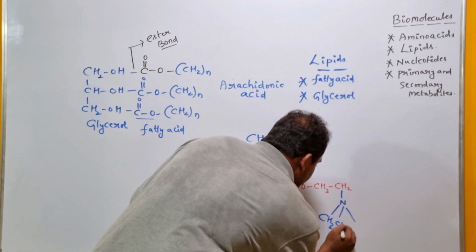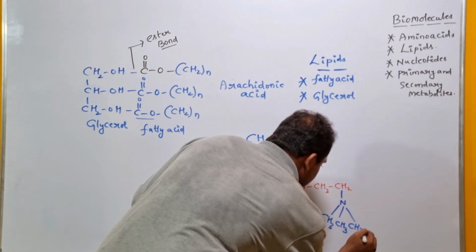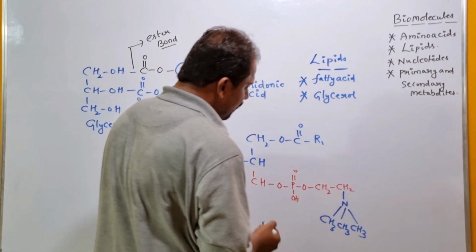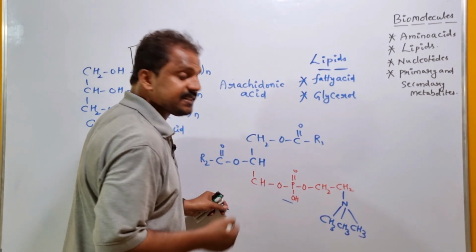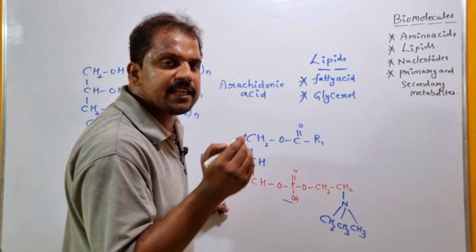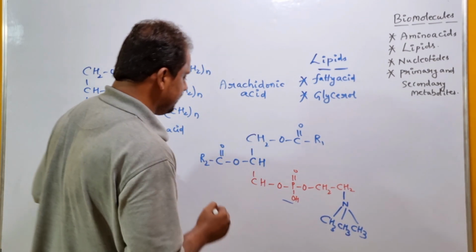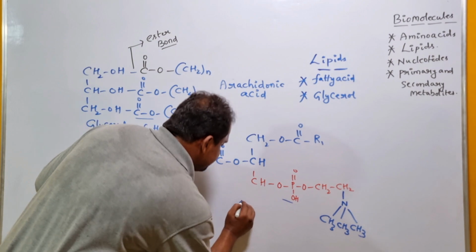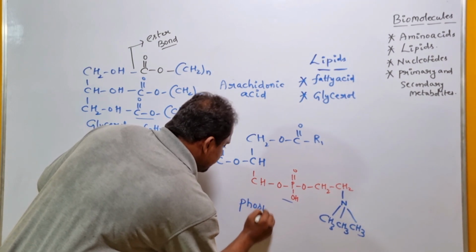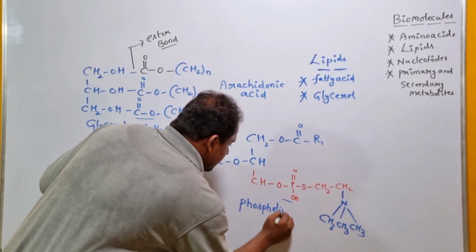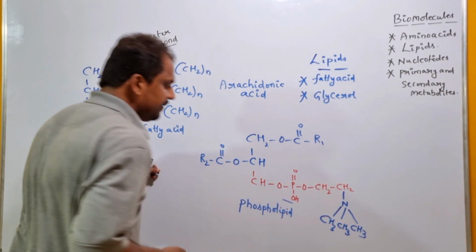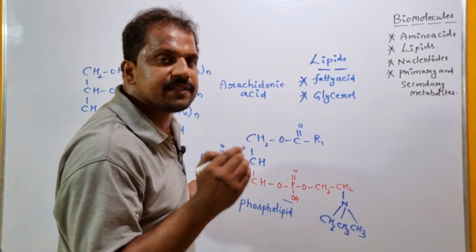So here it is nothing but what? The methyl group, right? So once the specific phosphate successfully attaches here, the specific lipid molecule successfully converts into what? Phospholipid, right? The specific phospholipids are the structural components of the cell membrane.